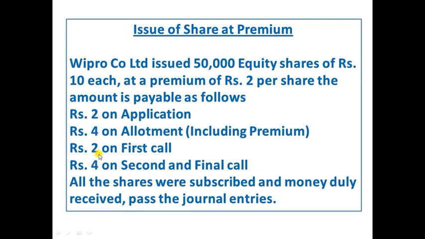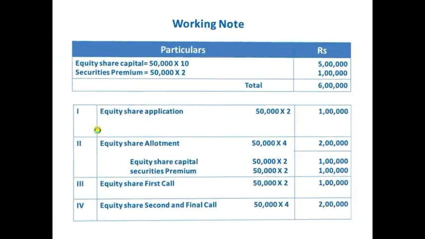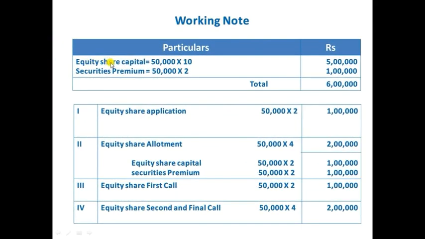Total 8 rupees the company is collecting, but the company collects the premium at the time of allotment. So this 4 rupees is including premium, so we need to divide as 2 rupees for capital and 2 rupees for premium. Let me see the working note. The total capital required by the company is 50,000 into 10, that is 5 lakh rupees, and the company collects extra as securities premium 50,000 into 2, that is 1 lakh rupees. In total the company collects from the public 6 lakhs, 5 lakhs as capital and 1 lakh as premium.